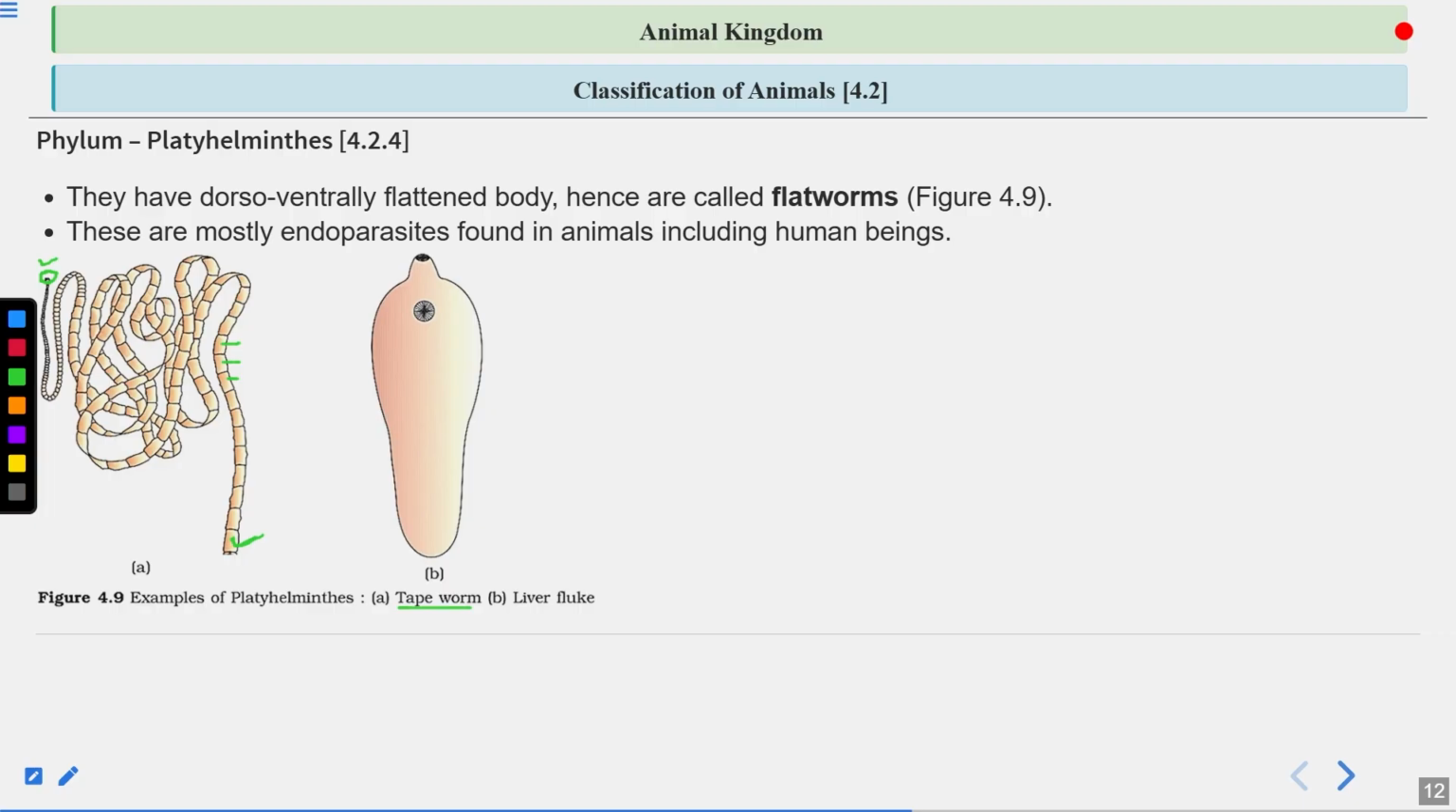Tapeworm. And the other one, liver fluke. This is found in the case of sheep. So they are endoparasites in some animals, including human beings. This tapeworm is reported to be found in human beings.